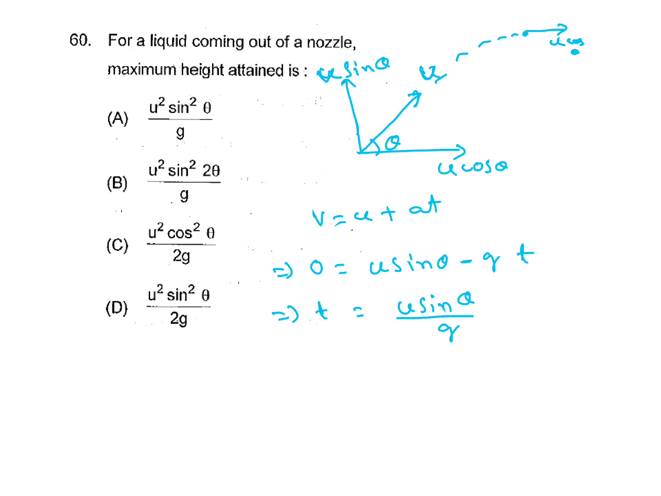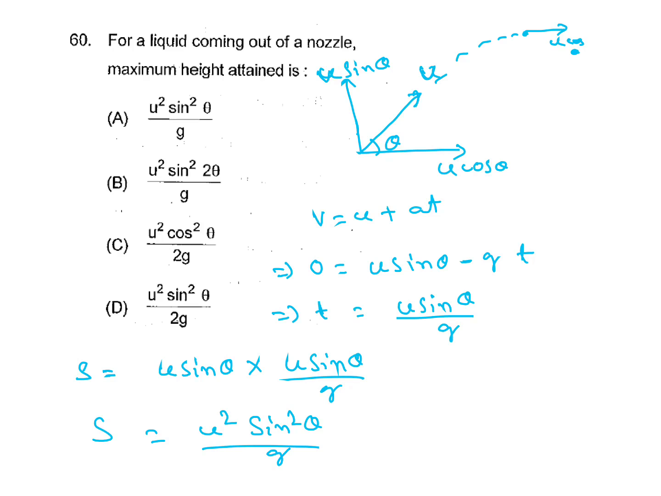And we have to calculate maximum height. Distance is speed into time, so speed is u sin theta into time is u sin theta divided by g. So you will get u square sin square theta divided by g. This is the maximum height. So from options, u square sin square theta by g. A is our answer.